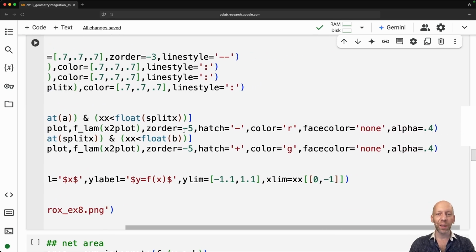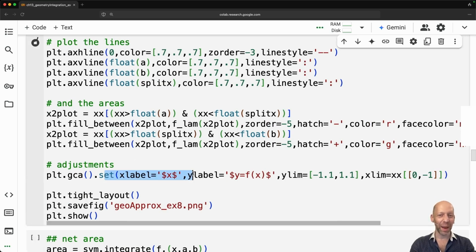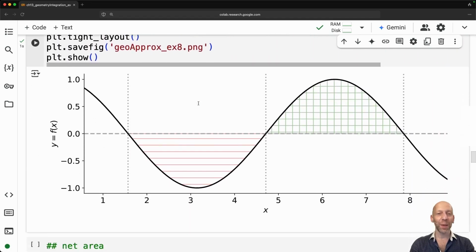What might be new here is this hatch option. So here's where I specify the symbol used to fill in the area with hatch marks. So minus sign and they're red, and plus sign and they're green. Okay, and that's basically it. Then, just setting some axis labels and so on. And that's how we get this plot.